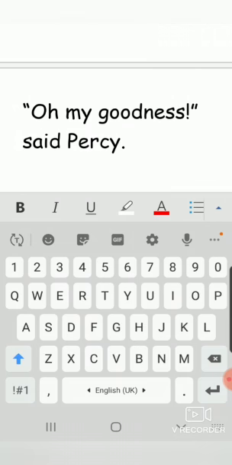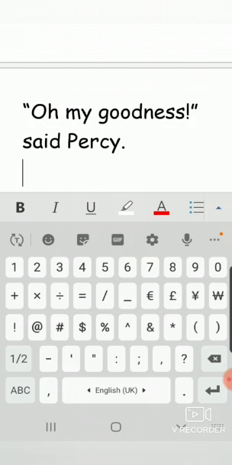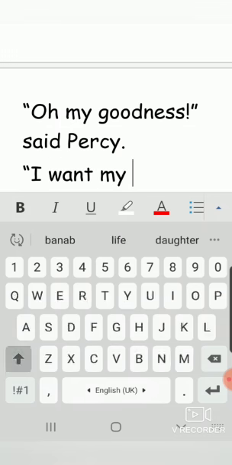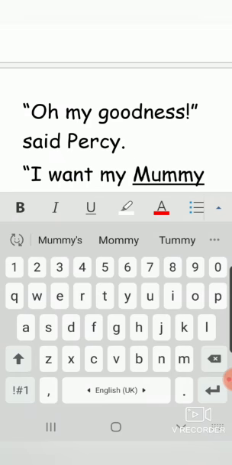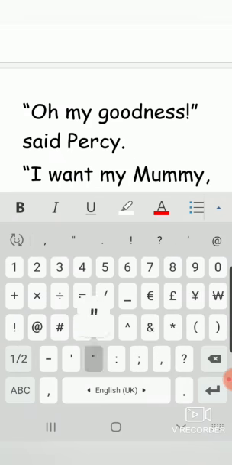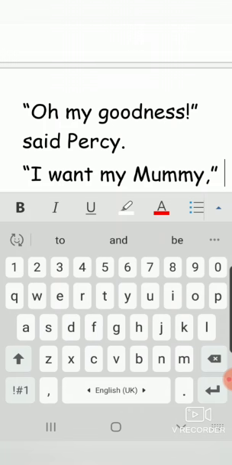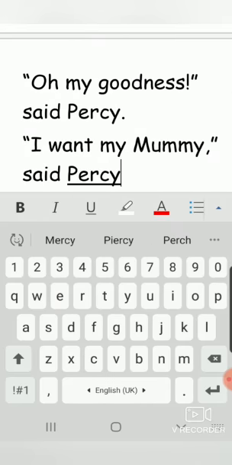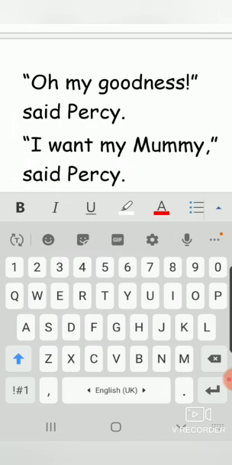Oh, and what does Bill always say? I want my mummy. So let's write that. So he's talking, so we need speech marks. I want my mummy. Okay, comma there and then close it with the speech marks because that's where he stops talking. Said Percy, capital letter for his name and full stop.